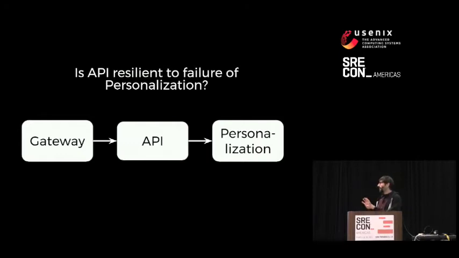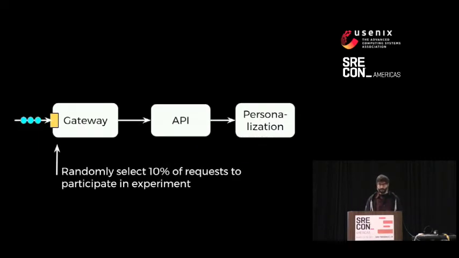And now I want to touch on, again, how this looks in production at Netflix. Say we have an experiment where we want to test whether our API service is resilient to a failure of our personalization service. Personalization might be the service that recommends the movies that we specifically think you would be most interested in watching.